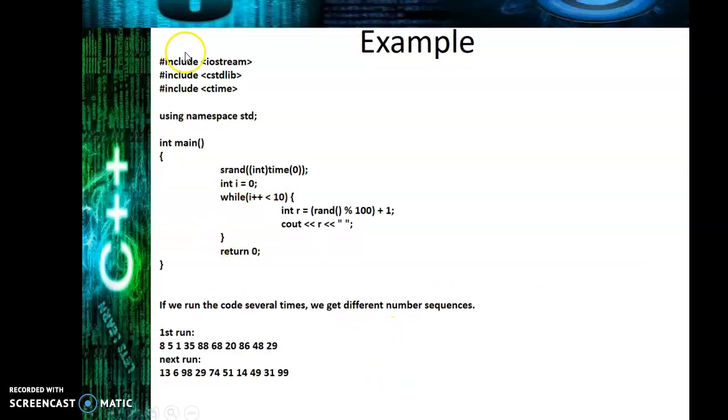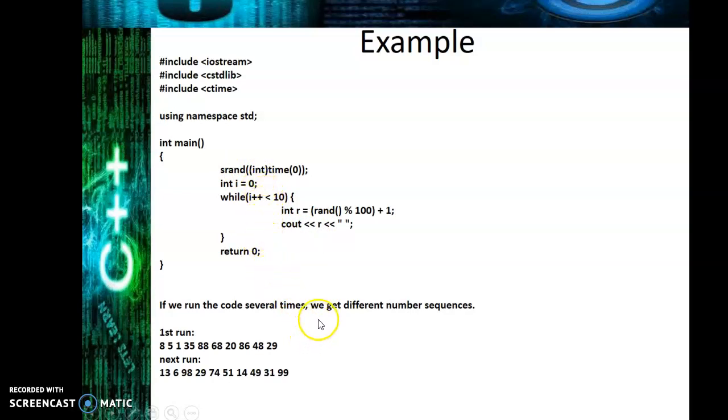So take a look at this, and again, notice we included ctime, and we call the srand function with an int typecast of time(0). If we run it, notice the first run down here is 85135. If we run it again, in this case it's 3698, 2974. Okay, and we use what we call the srand function.